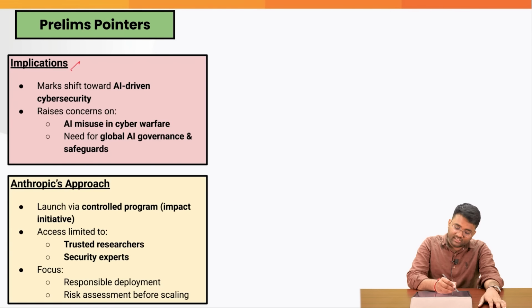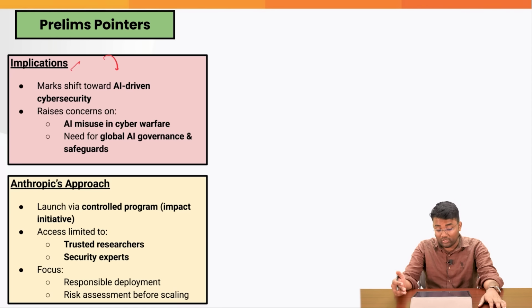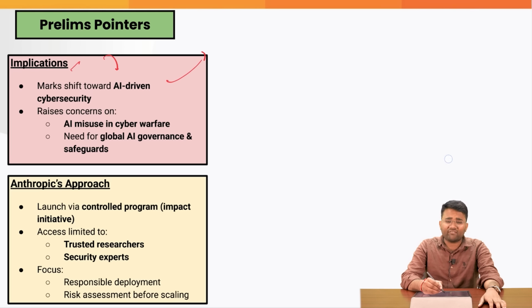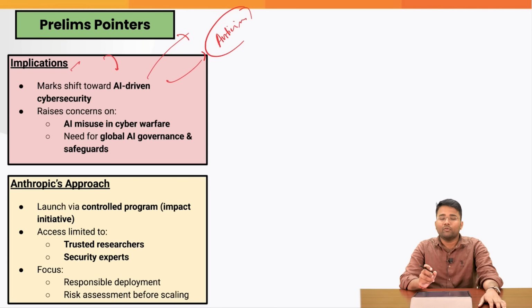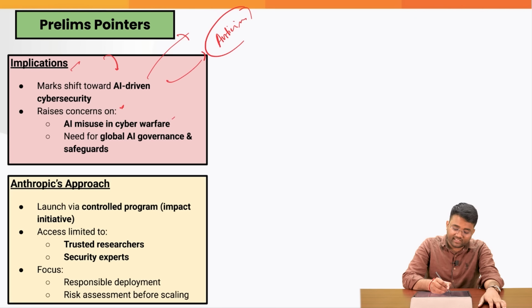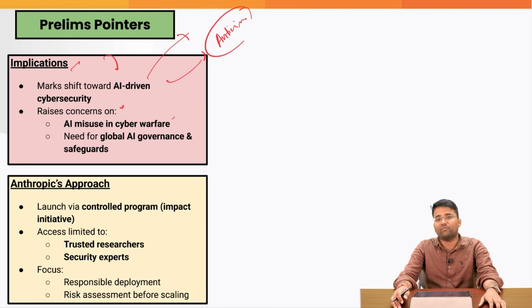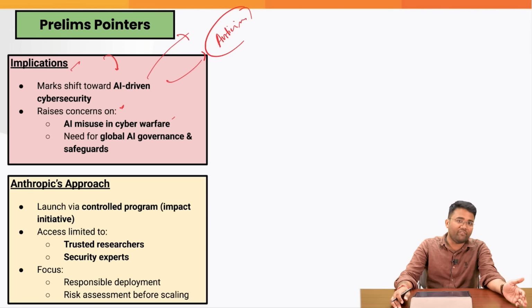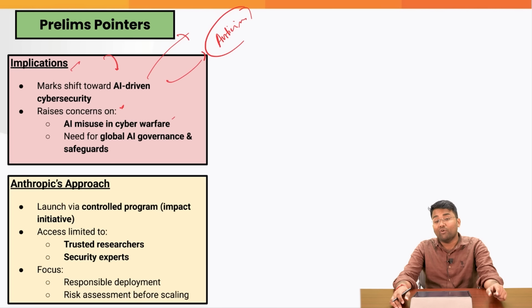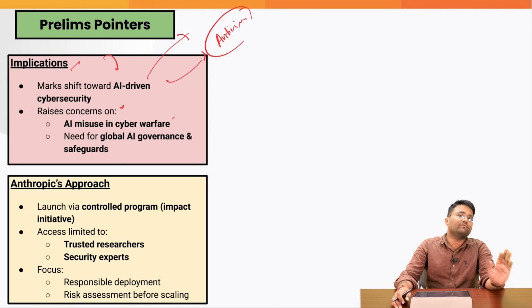The implications are that this all marks the shift towards AI driven cybersecurity. Earlier we had different antivirus software in place, but now these AI driven systems will be directly helping in detecting as well as preventing cyber attacks. And that raises concerns for AI misuse in cyber warfare: it can be used for preventing, but it can also be used for attacking in the case of cyber crimes.